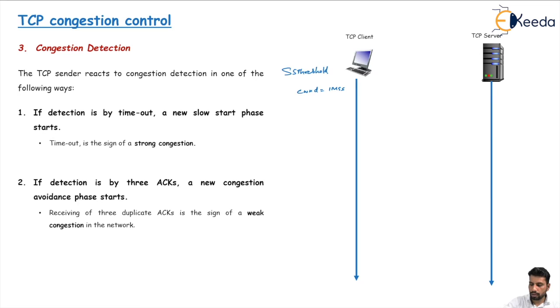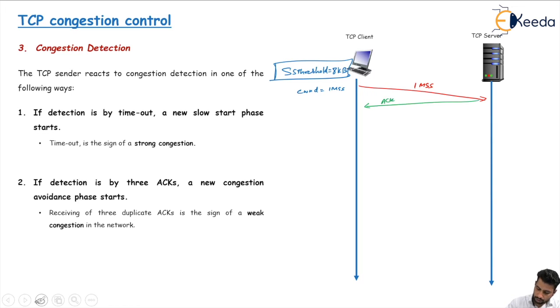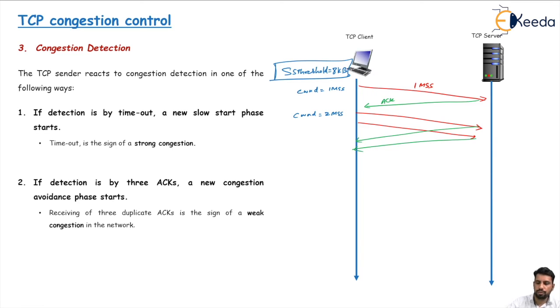kilobytes or 8 MSS. 1 MSS is sent, acknowledgement received, and the window size is now 2 MSS. This 2 MSS is sent: we send this one and we send this one, and the acknowledgements are received. Now the congestion window size is equal to 4 MSS, and you send the 4 segments.